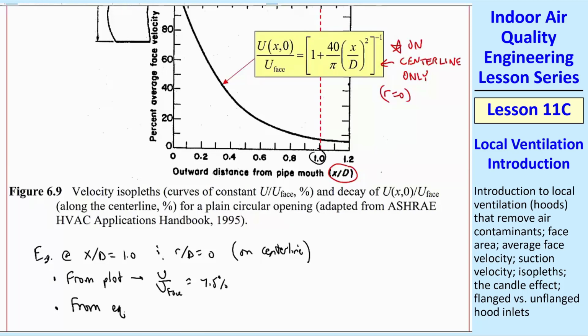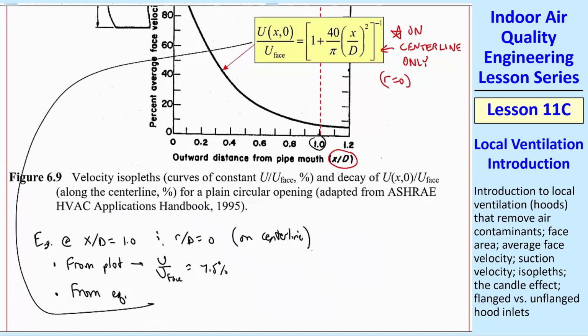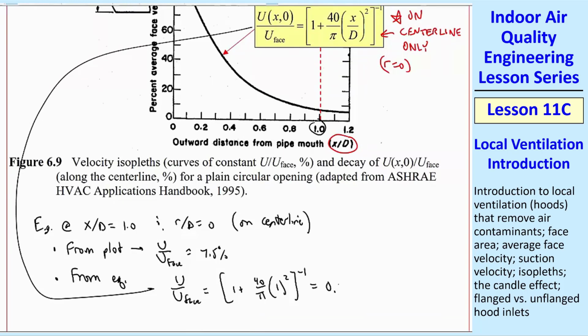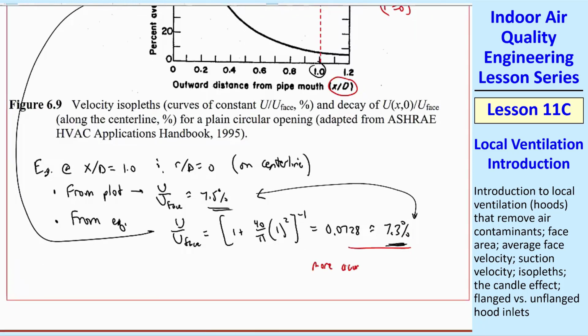From the equation, and we can use this equation since we're on the center line, we have U over U face equal 1 plus 40 over pi, and then X over D is 1. You get 0.0728 or approximately 7.3%. It's very difficult to read off a plot, so I would say those agree to the accuracy of the plot, but this one is more accurate.